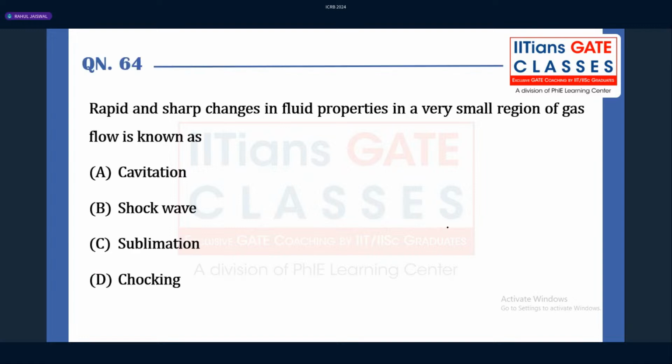Now, try to see this question, guys. Rapid and sharp changes in the fluid property in a very small region of the gas flow is basically what? Shock waves.